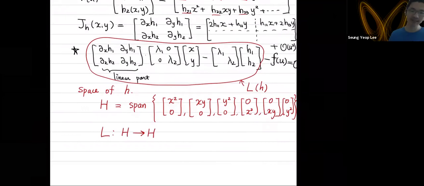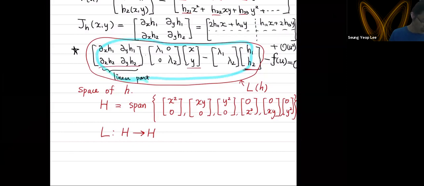L, of course, gives some quadratic function, right? The first term is linear times linear, so it's quadratic. The second term is quadratic by itself. So the outcome of this part can also be spanned by this. If I define the whole thing as L of H, this L takes H and spits out an element in the space H, right?